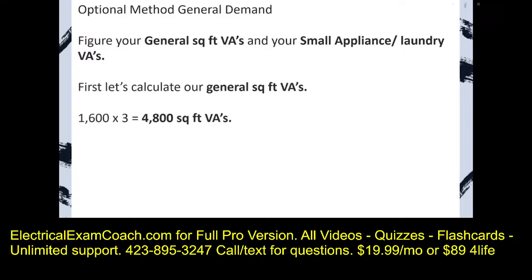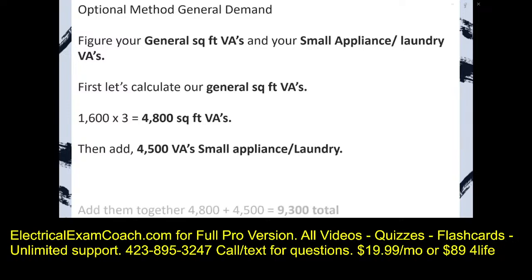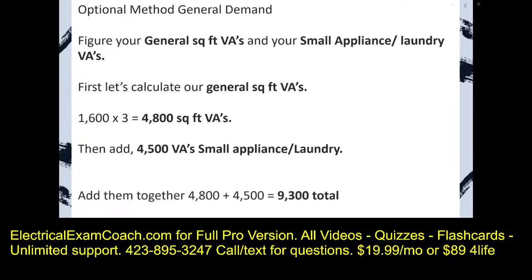We multiply that by 3 VAs per square foot. That gives us 4,800. Now we need to tack on our 4,500 for our 2 small appliances and 1 laundry, just like we did before. Now we total them all up. The only difference is that we do not apply any demand factors at this point. We're going to apply a general demand factor later.